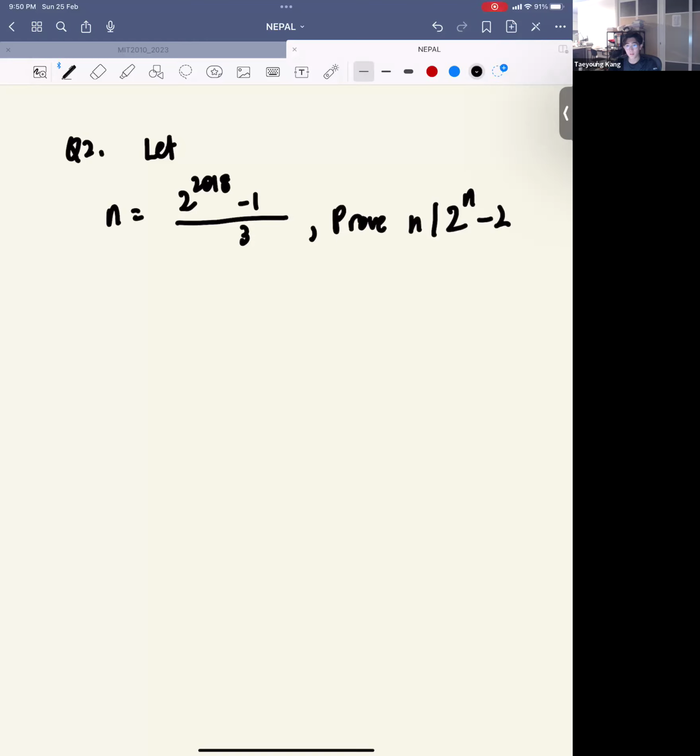Question 2. So problem number 2: let n be equal to 2 to the power of 2018 minus 1, divided by 3. Then prove n divides 2 to the power of n minus 2. Do you guys have any ideas as to how we would approach this problem? If you have any ideas, just send them to the general chat on Discord. Just shoot ideas.